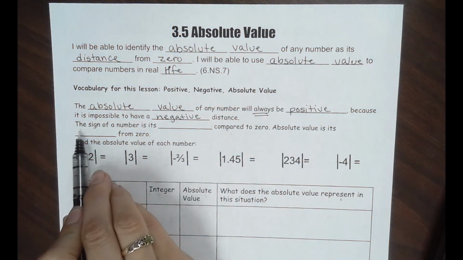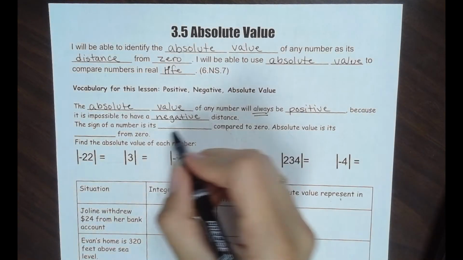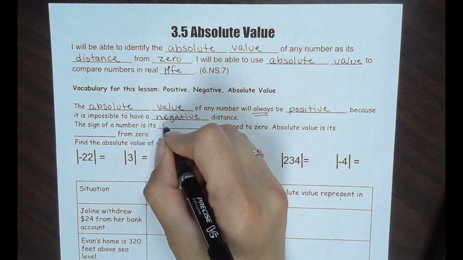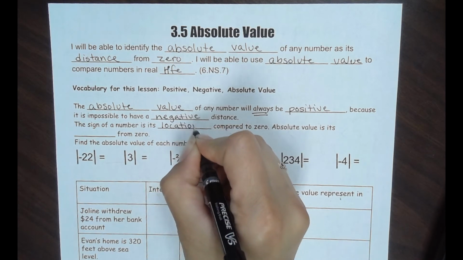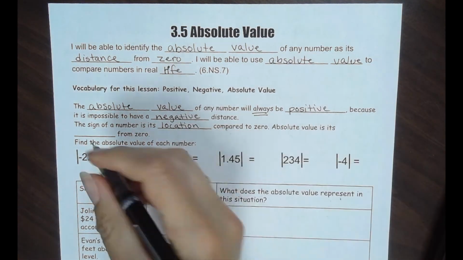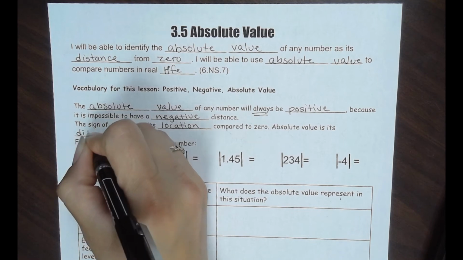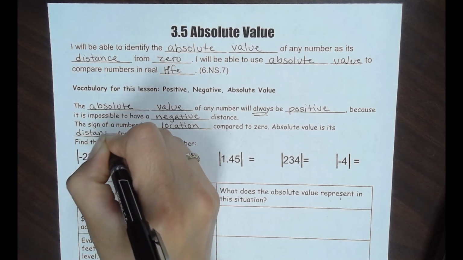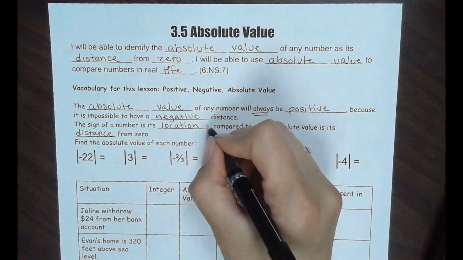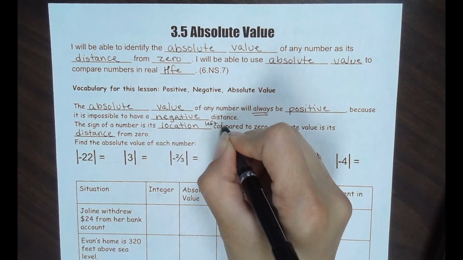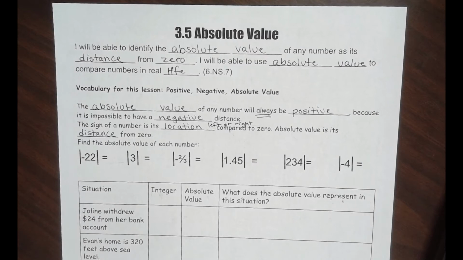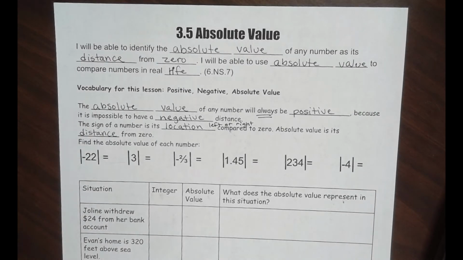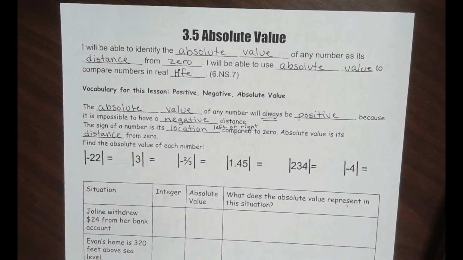Okay? The sign of a number is its location compared to 0. Absolute value is its distance from 0. So, location would be left or right. That's all negative tells us. But how far a number is from 0, it's always a positive value.